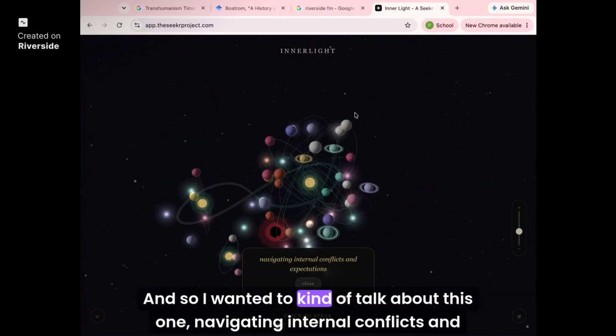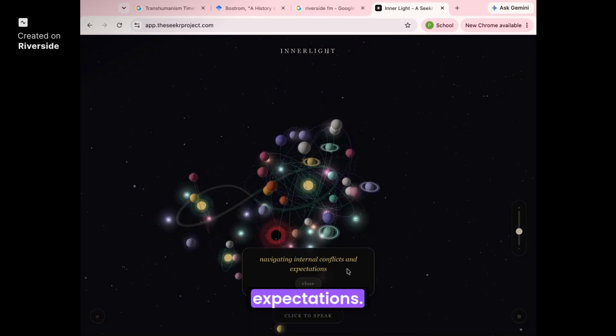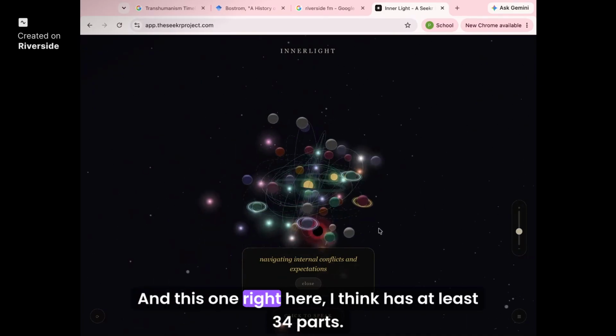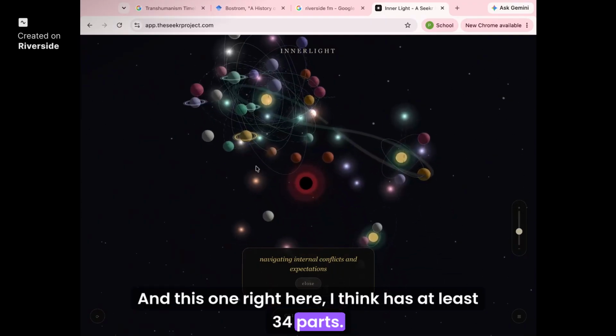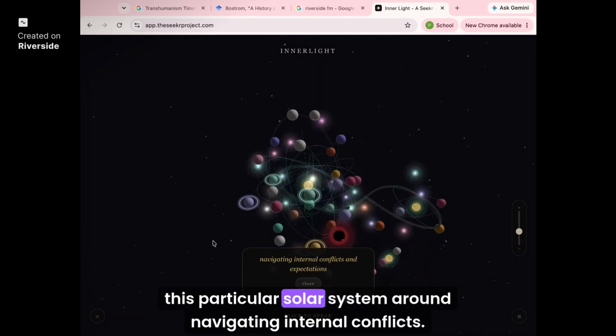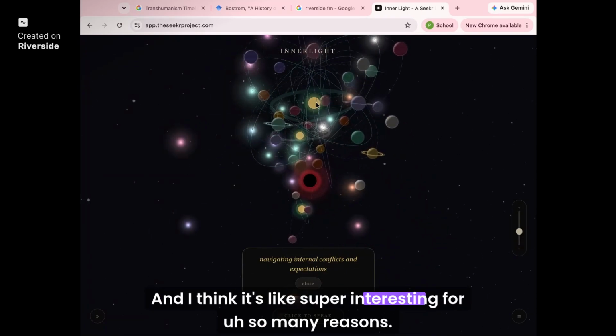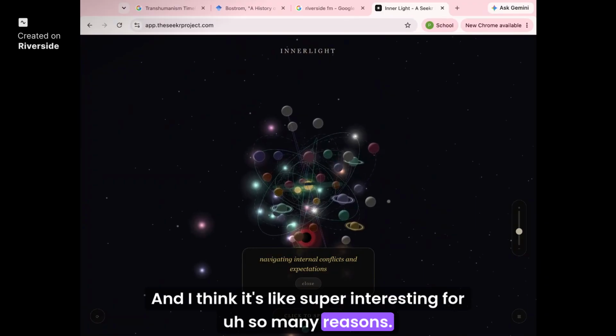And so I wanted to talk about this one, navigating internal conflicts and expectations. And this one right here, I think, has at least 34 parts. That's what you're seeing, all these different planets circling around this particular solar system around navigating internal conflicts. And I think it's super interesting for so many reasons.